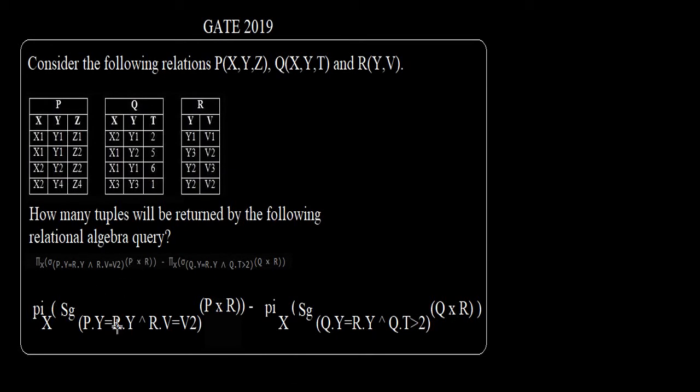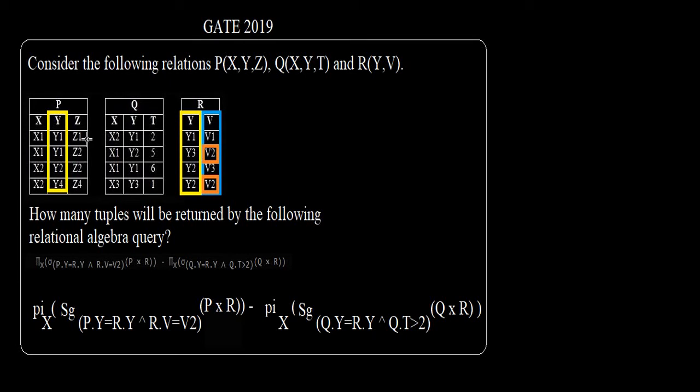Let's check this. We first want to evaluate the subqueries in the relational algebra, these two subqueries. Firstly, we need the Cartesian product between P and R. Take the P.y, because we need to have this P.y here, and let's also check the R.y, which is this, and also mark R.v equals v2. First check the R.v and then v2. Now let's map P and R based on these conditions.